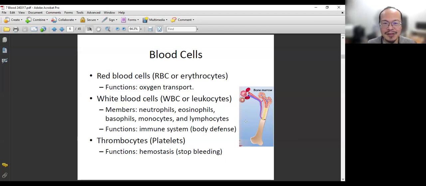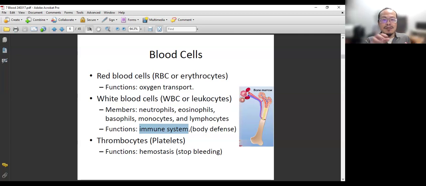But what's their function? The major function of the red blood cell is oxygen transport. The white blood cell has 5 major members: neutrophil, eosinophil, basophil, monocyte, lymphocyte. Their major function is body defense. The terminology here is called the immune system.